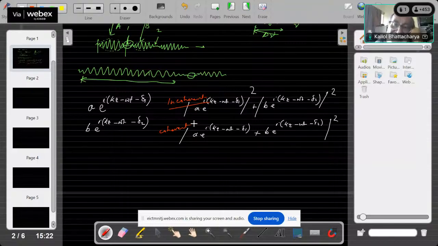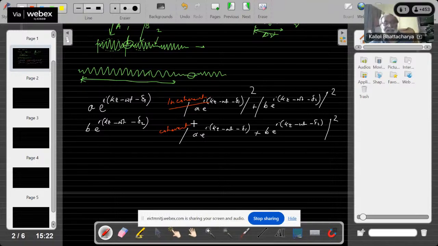If the phases are constant, if the phase difference is constant, then addition of amplitudes carries a meaning. So to summarize, in case of coherent light, we can say it is linear in amplitude. Incoherent light is linear in intensity.